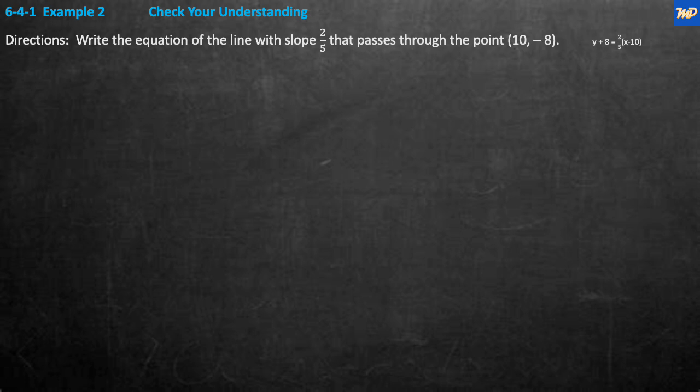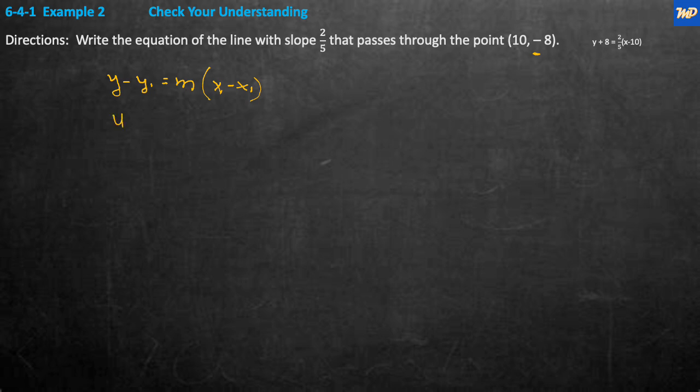Okay, so let's work this together. First thing we're going to do is write the standard form of the point slope equation, right? And what is that? That's y minus y1 is equal to m, the slope, times x minus x1. That's the equation. So now let's substitute. We're going to substitute for y1 the y value, and the y value is minus 8. That's our point, minus 8.